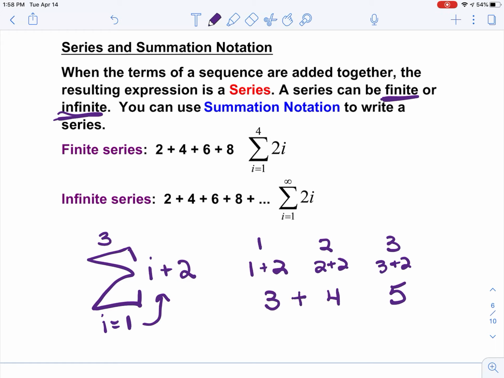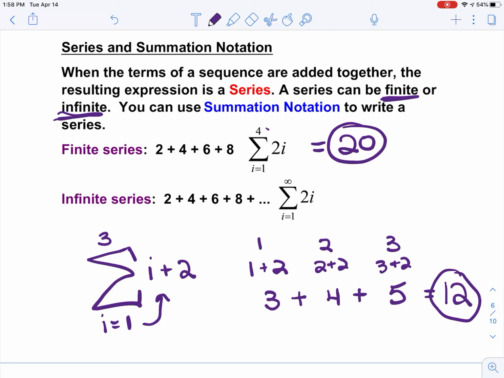But what that sigma notation means is I'm going to add these up. And so my answer comes out to be 12. Okay, so this right here would be my answer. So let's look at these. On this one, if I put in a 1, I get 2. If I put in a 2, I get 4. If I put in a 3, I get 6. If I put in a 4, I get 8. And so if I add those up, I get the answer 20. So 20 is going to be my answer for this finite series.